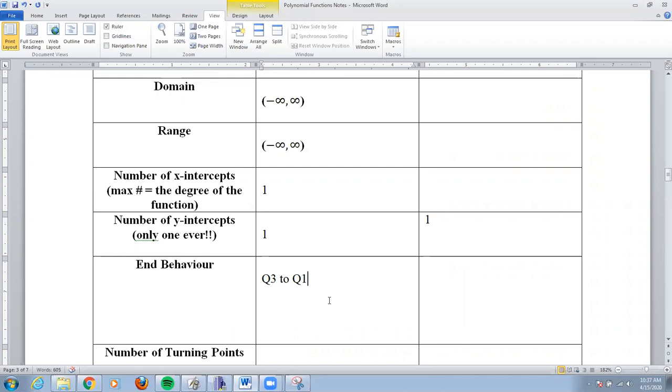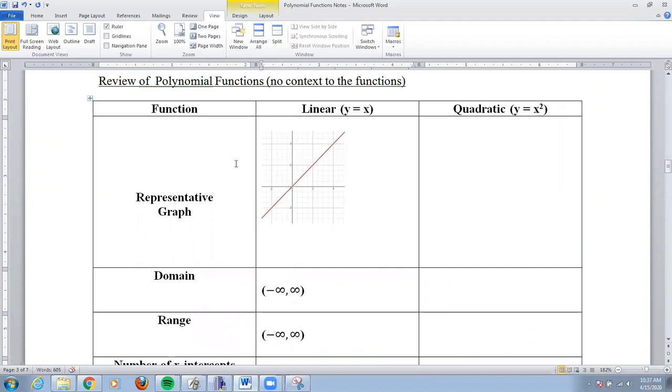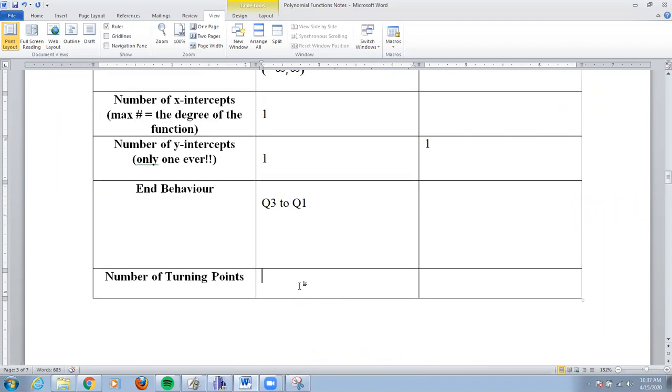to Q1. Number of turning points, a line, just the linear function just goes straight up or it goes straight down. There are no turning points, so there would be none.